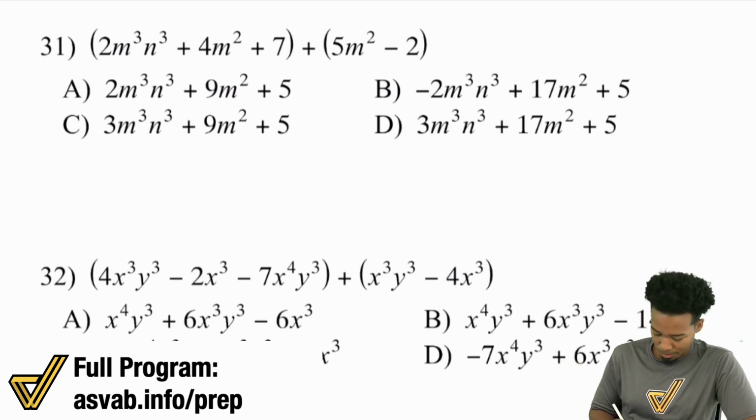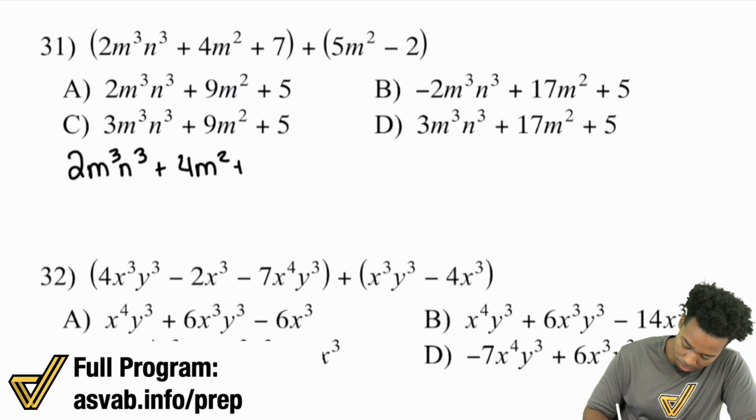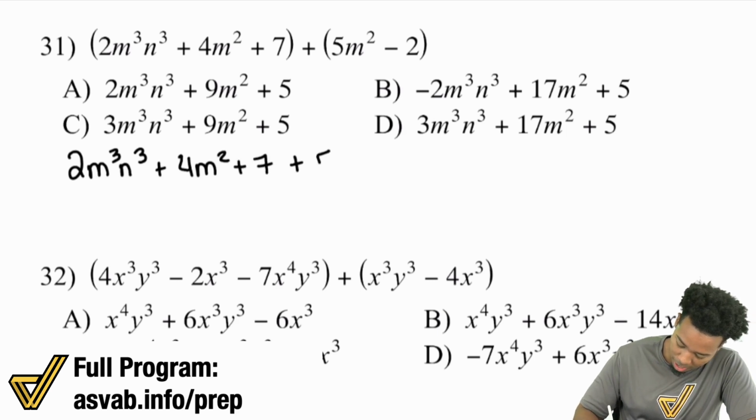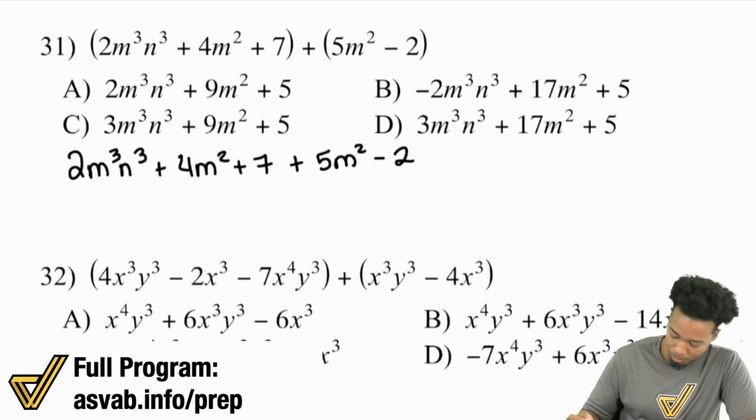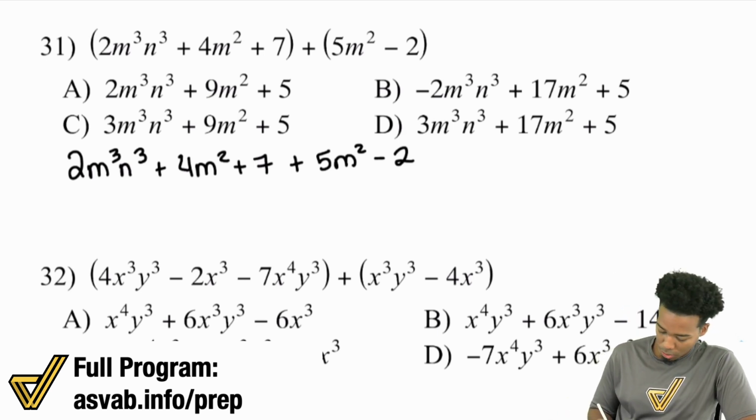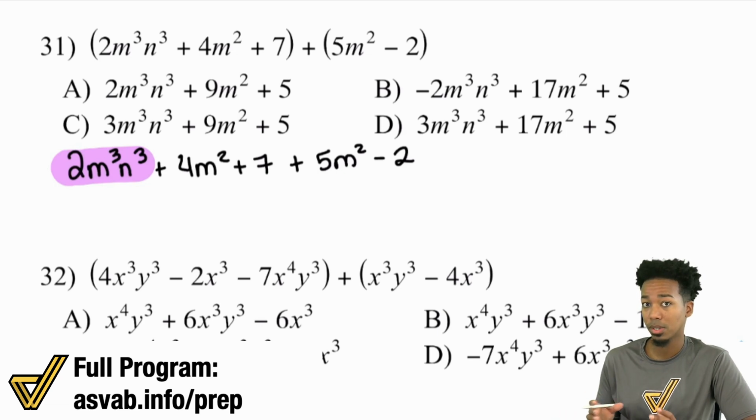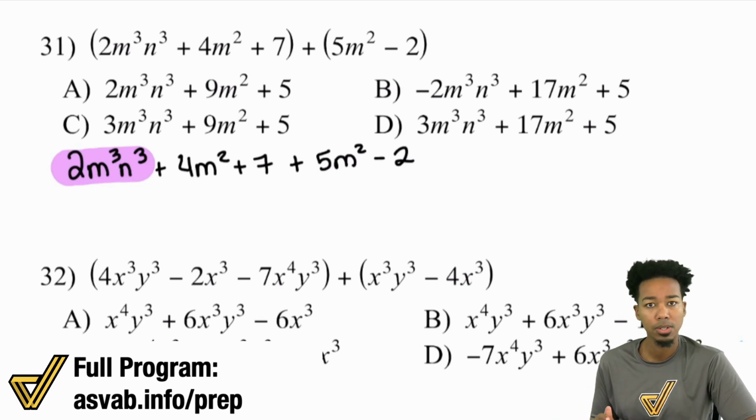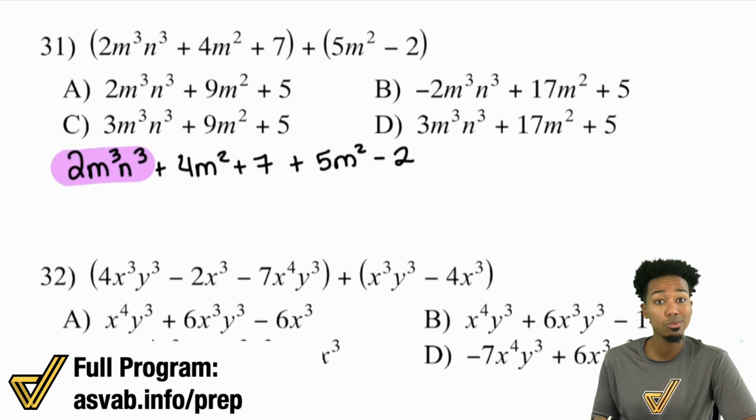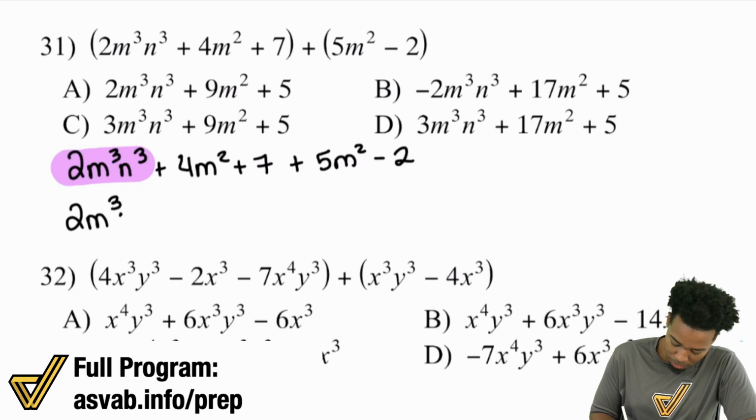And that's exactly what I'll do. So right over here, we have 2m cubed n cubed plus 4m squared plus 7 plus the 5m squared minus the 2. So now we're going to look for terms to combine, any like terms. I'm going to start off by looking at the 2m cubed n cubed, and I notice that there's nothing else to combine it with. Again, you need the same variables and the same exponents on those same variables. Nothing else has an m cubed n cubed, so I leave it the same. I'm going to leave that as 2m cubed n cubed.